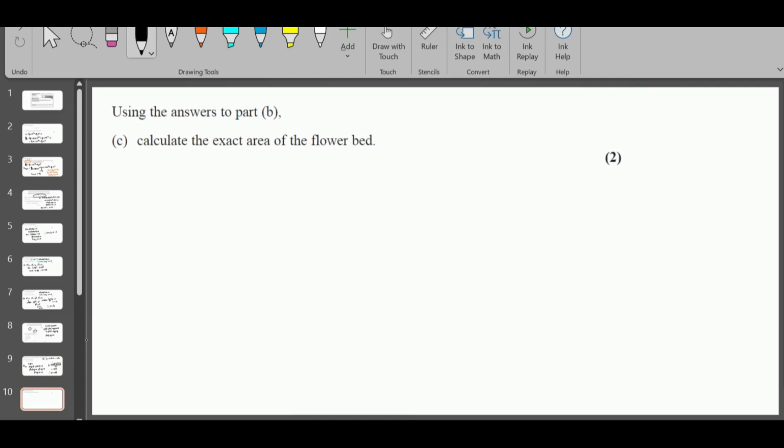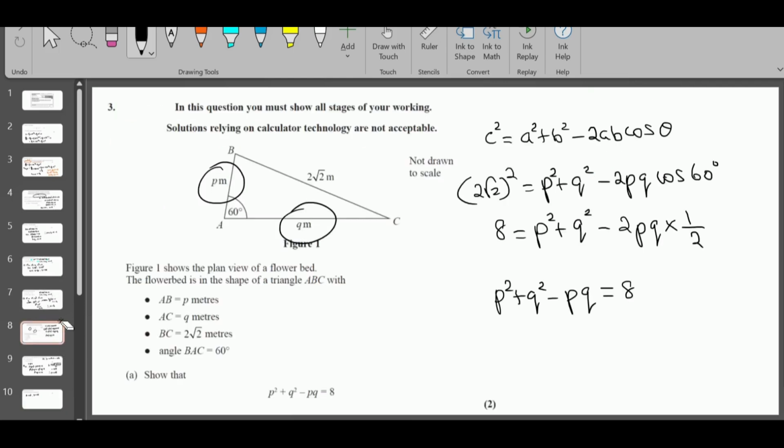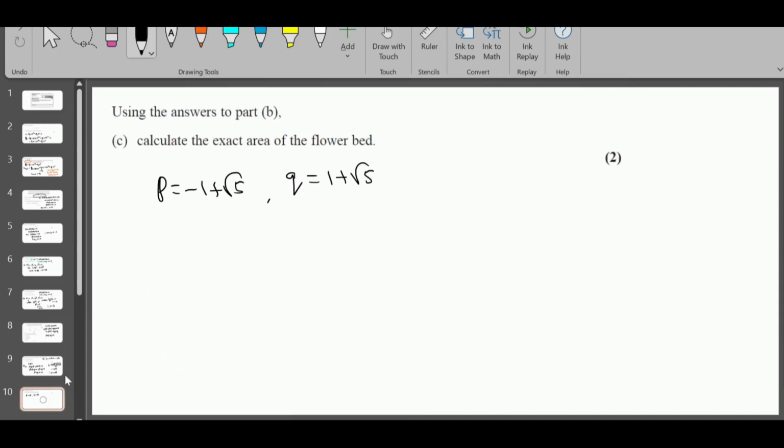Part C. Now using the answer to part B, we got P is equal to minus 1 plus root 5, Q is 1 plus root 5. Calculate the area of the flower bed. How do we find the area when you know two adjacent sides and the included angle? You need to use half AB sine theta.